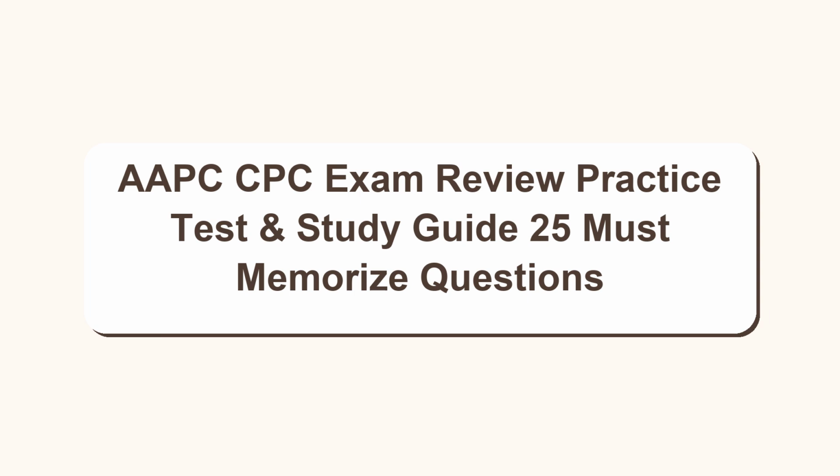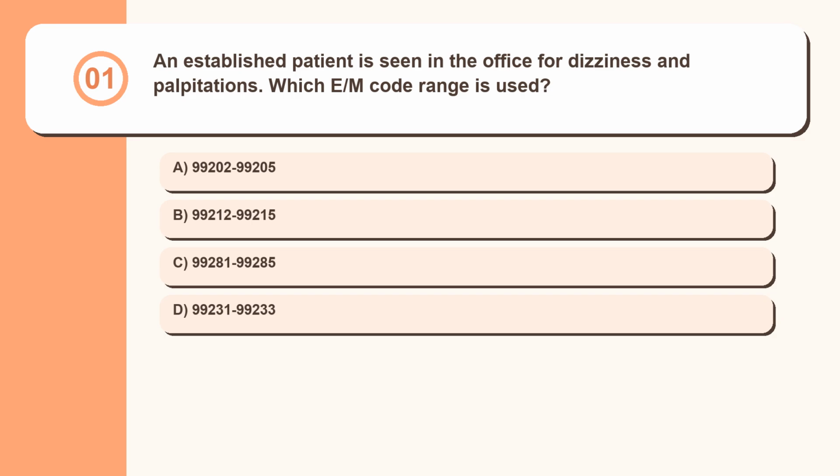AAPC CPC Exam Review Practice Test and Study Guide: 25 must-memorize questions. Question 1. An established patient is seen in the office for dizziness and palpitations. Which E/M code range is used?